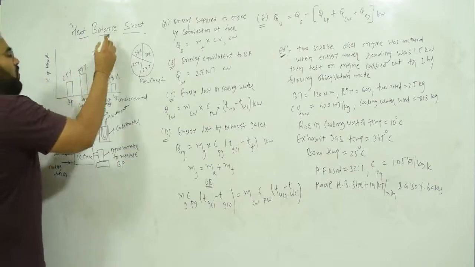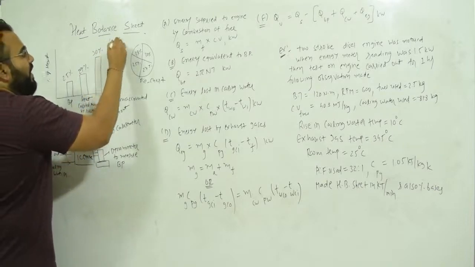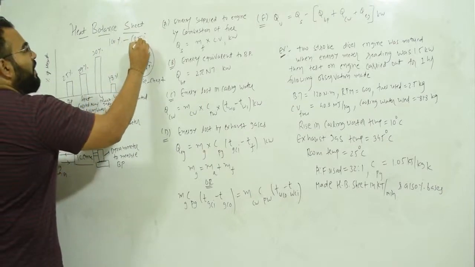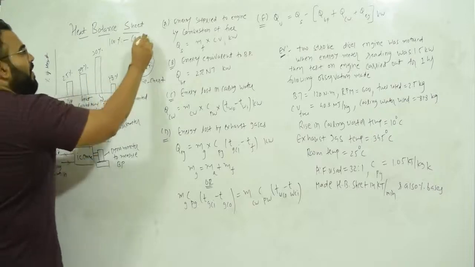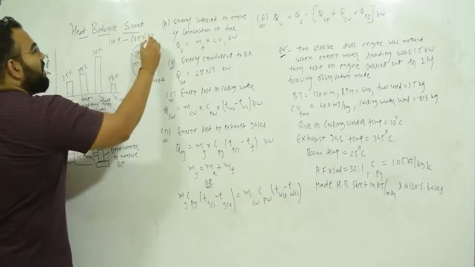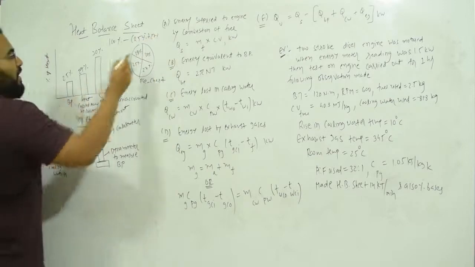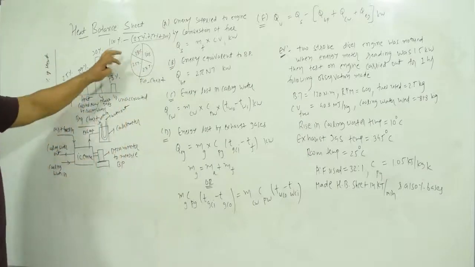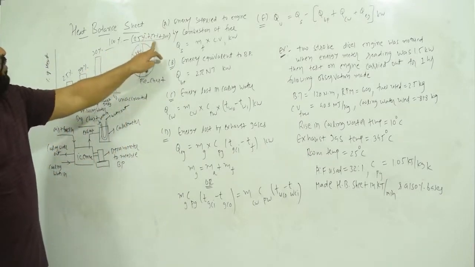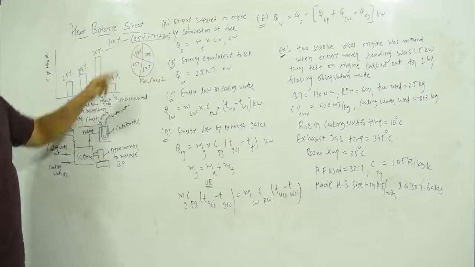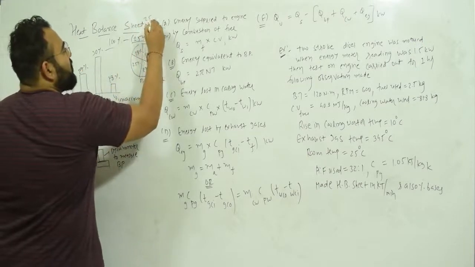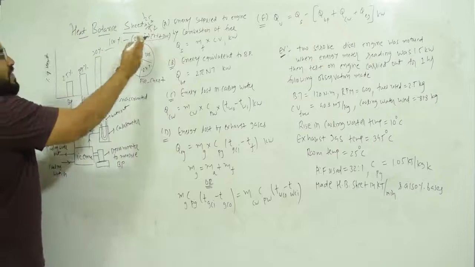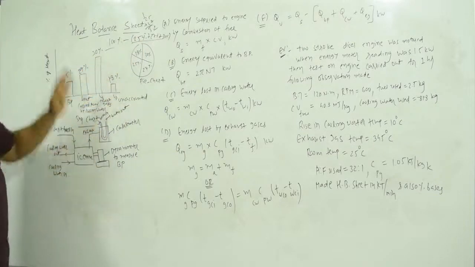So let's say you supplied 100% energy, out of which 25% is available as power, plus 27% is heat carried away by cooling water, plus 30% is heat lost by the exhaust gases. How much is unaccounted? 25 plus 27 is 52, plus 30 is 82%. So 100 minus 82% leaves the unaccounted heat loss of 18%. This is how you can do it.